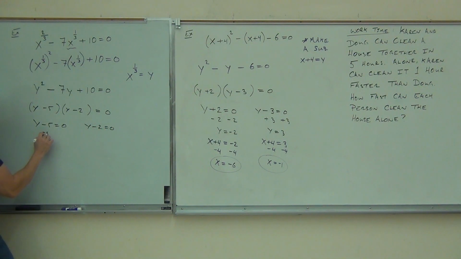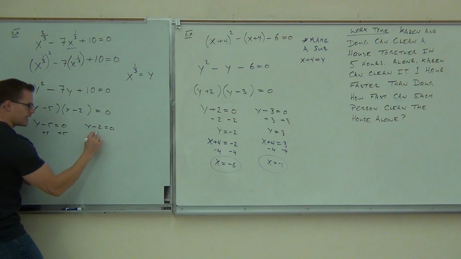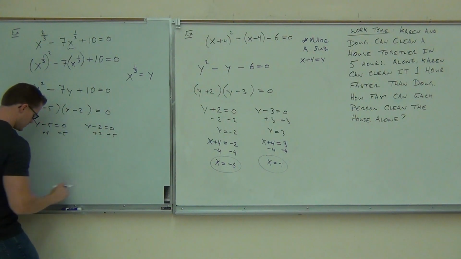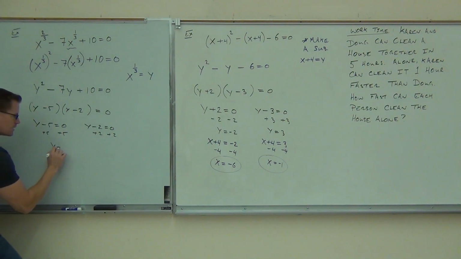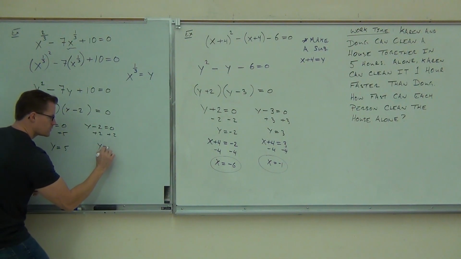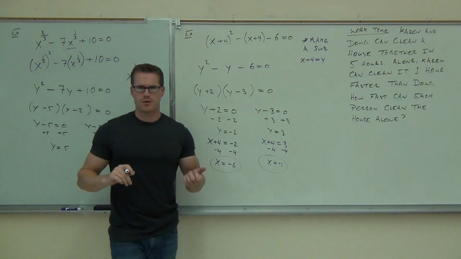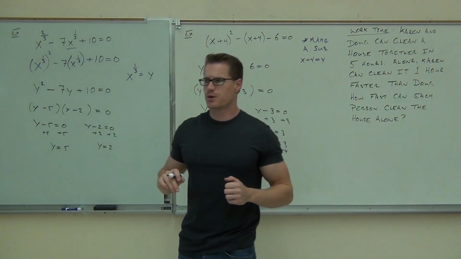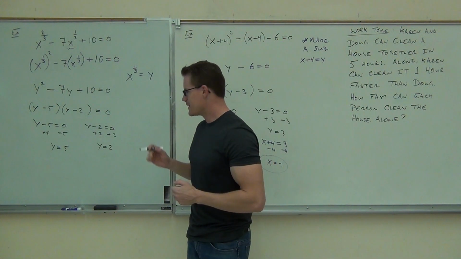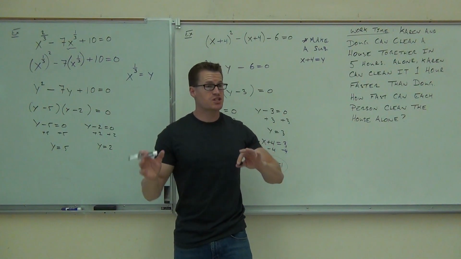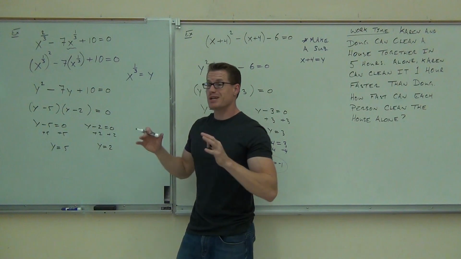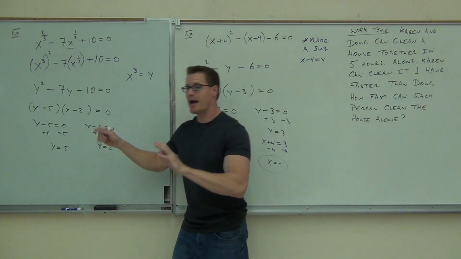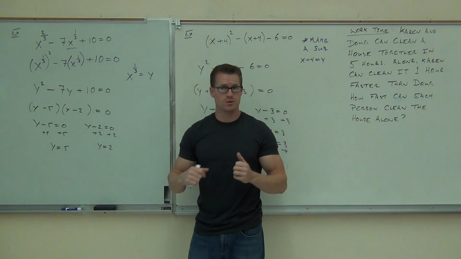Solve it. So add 5 to both sides. Add 2 to both sides. Not 5. We get y equals 5, and we get y equals 2. What variable did we start with? X. What variable did it end with? Y. That's not good. We still need to substitute back in, just like we did here, just like in our first example. How much is y equal to? Not 5 and 2, but how much is expression y equal to?